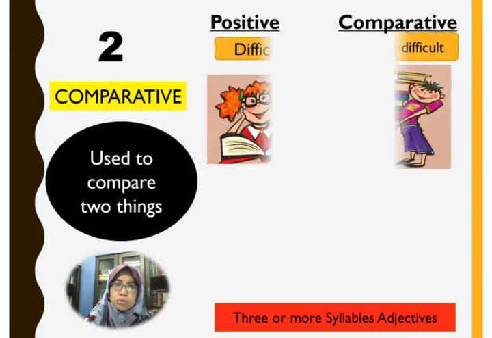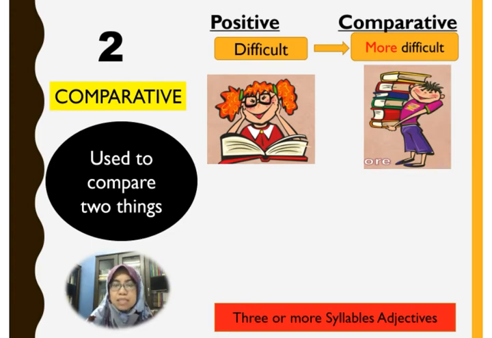But what about 3 or more syllables? 3 atau lebih suku kata. For example, difficult, 3 syllables. So in this case, you cannot add er. Tak boleh letak er, ya. So what should you do? You have to add more: more difficult.